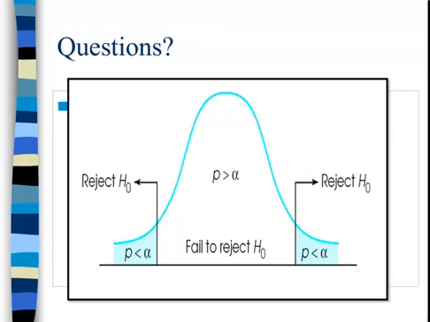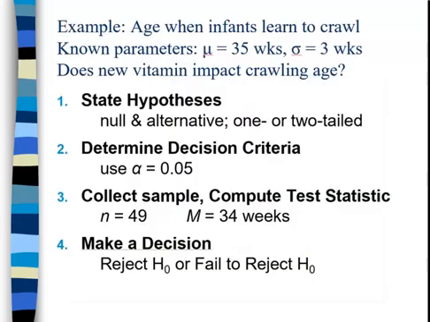And then it's a good time to take a break and come back and watch the video on the next scheduled day. Okay. Our good old baby crawling data, right? So we have these ages when infants learn to crawl. The known parameters are 35 weeks, that's our population mean, with a population standard deviation of 3 weeks.